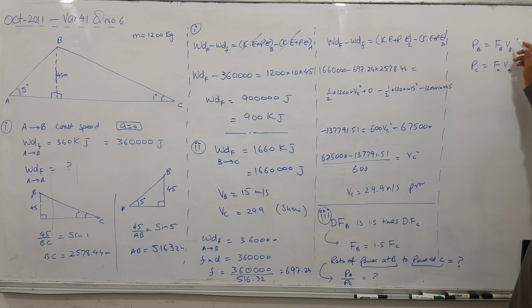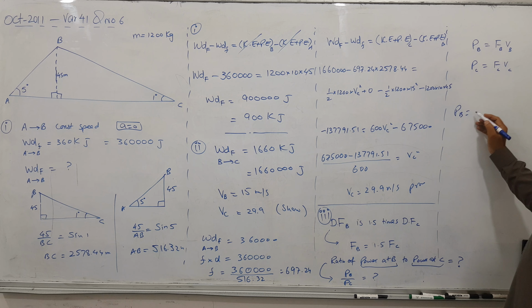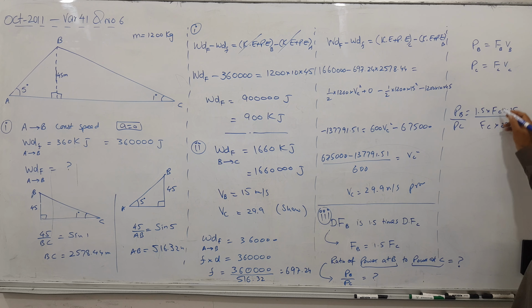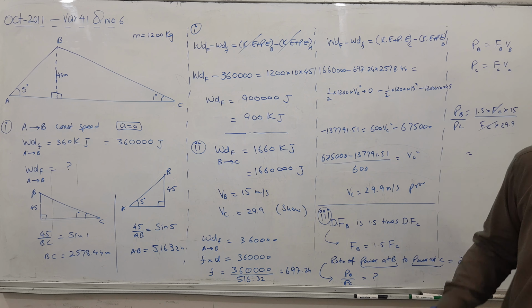Let's see what happens then. Power at B is what? Force at B is 1.5 times FC, and into the speed of B, which is 15. So I got this, and then divide by the power of C. And the power of C is what? Force at C is FC, and velocity of C is 29.9, and FC is cancelled, and I can get my answer.